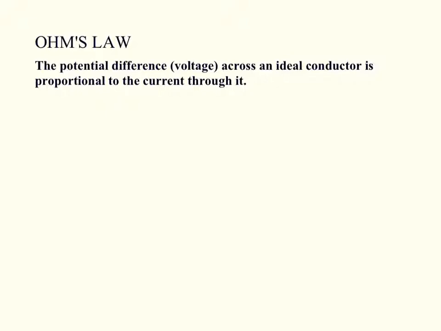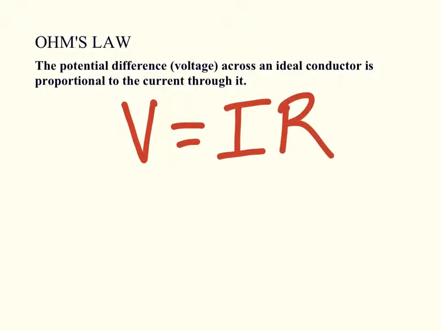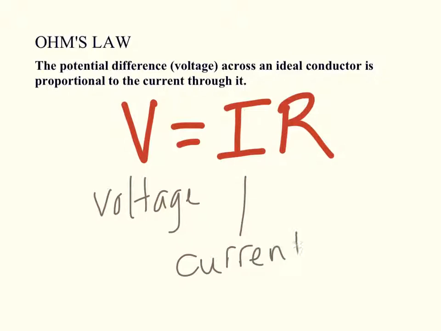It essentially means that we have an equation that we can work with to solve problems in circuits dealing with voltage, resistance, and current. So Ohm's law gives us a formula to start from. And the formula that it gives us is V equals IR. In this equation we have V standing for voltage, I standing for current, and R standing for resistance.